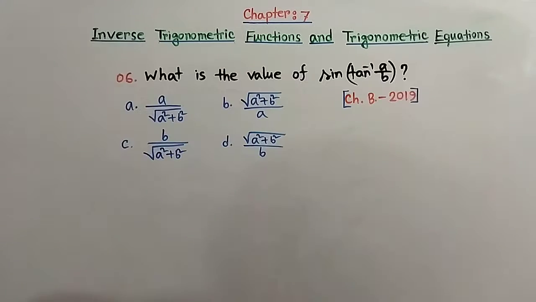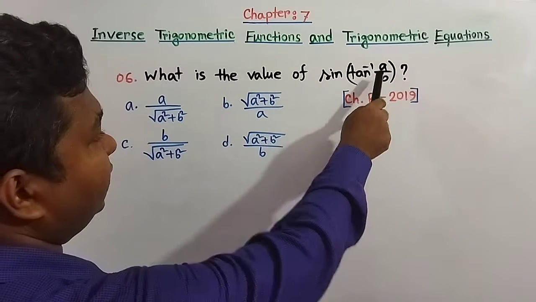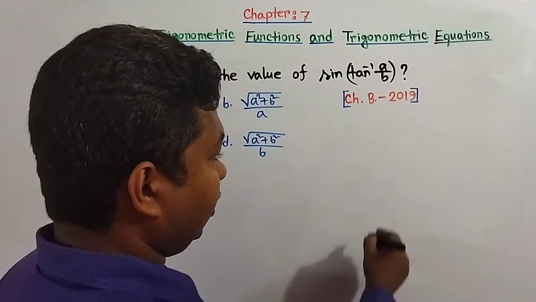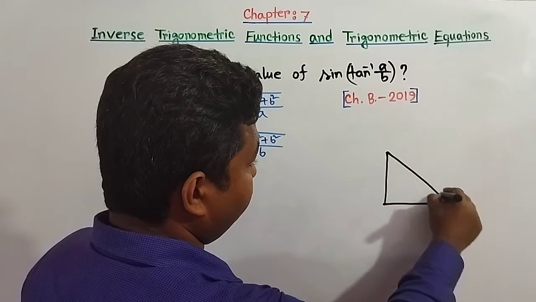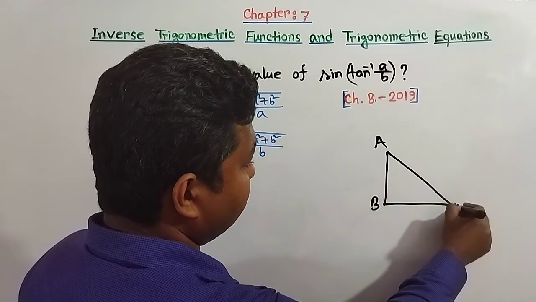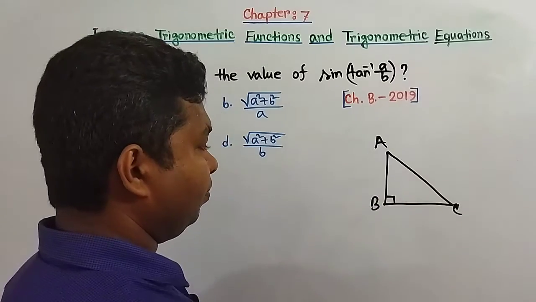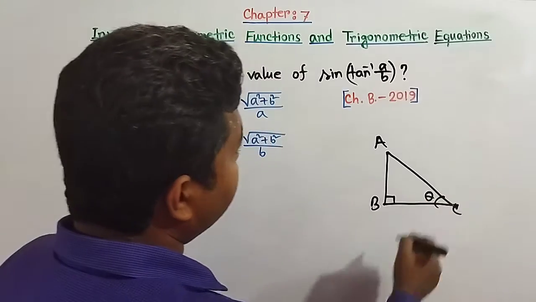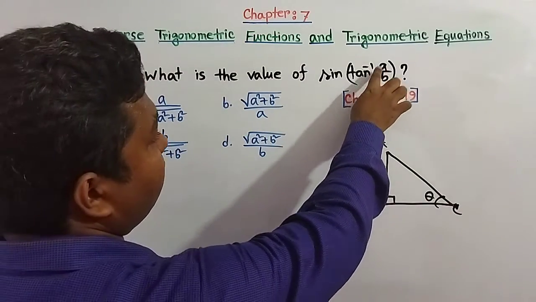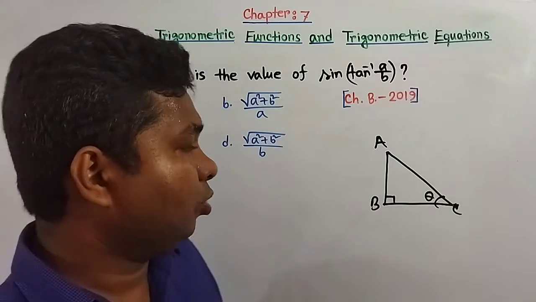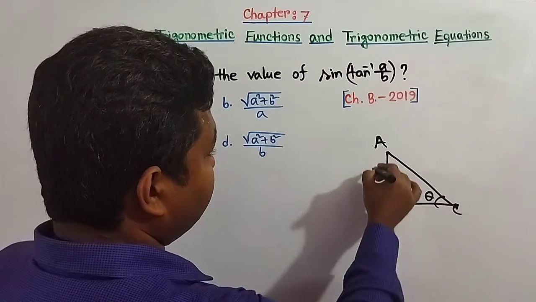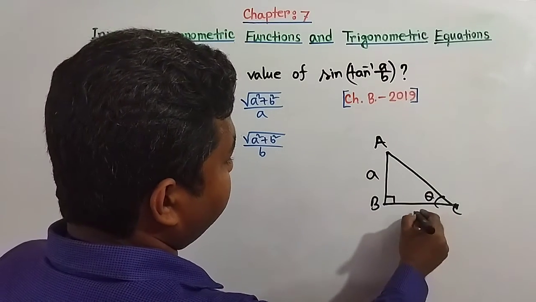Now question number 6, what is the value of sine tan inverse A by B? For solving this type of problem, we have to draw a right angle triangle. Let triangle ABC be a right angle triangle where angle B equal to right angle, and let angle C be an acute angle theta. Then here tan inverse A by B, we know tan theta equal to perpendicular by base, so we can compare AB as A and the base BC as B.